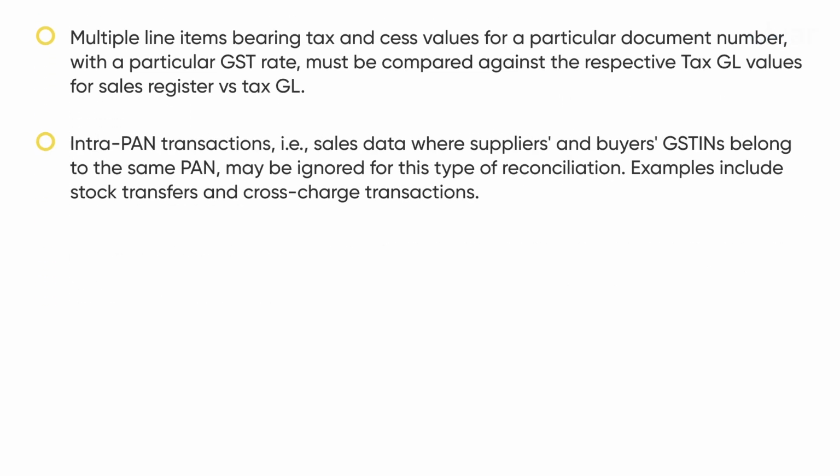Intra-PAN transactions, that is, sales data where suppliers and buyers GSTR belong to the same PAN, may be ignored for this type of reconciliation. Examples include stock transfers and cross-charge transactions.